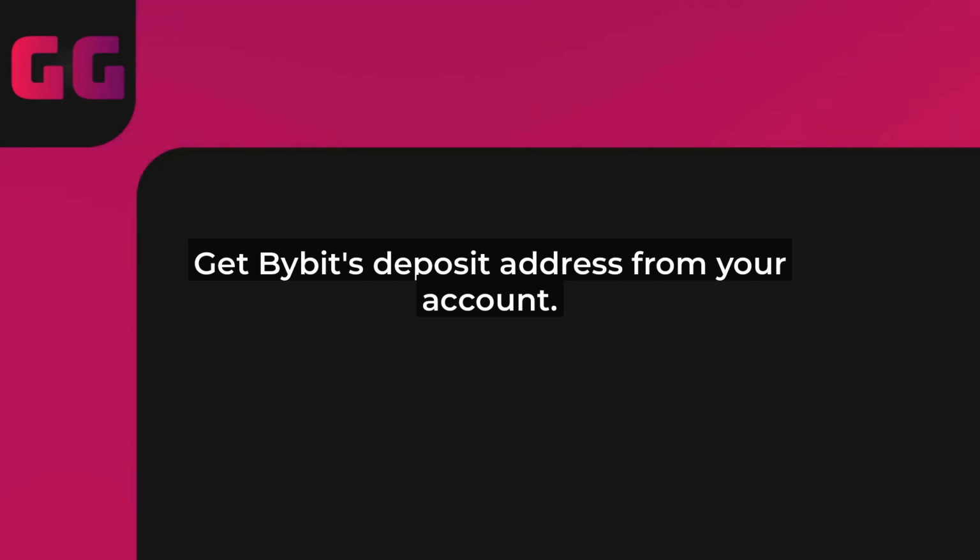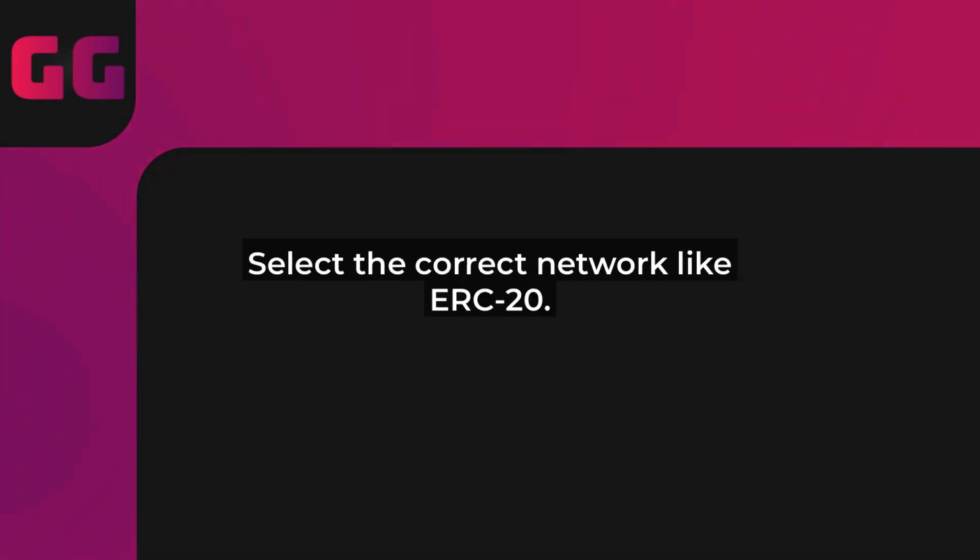Step 1. Open your Web3 wallet app or extension and navigate to the USDT asset. Step 2. Click on Send or Transfer and enter Bybit's deposit address. You can find this in your Bybit account under the Deposit section. Copy it carefully to avoid errors.